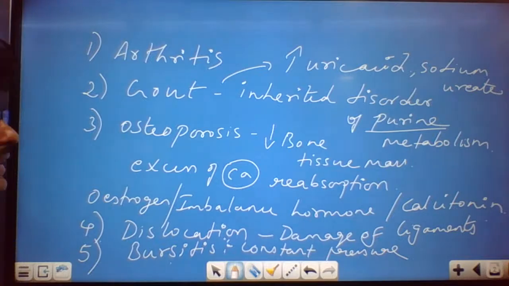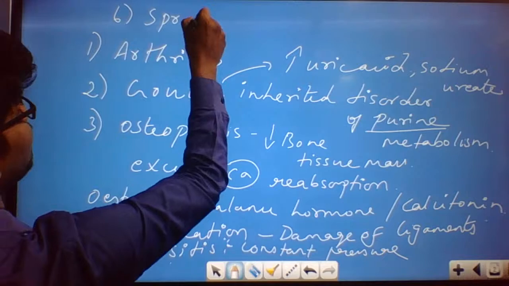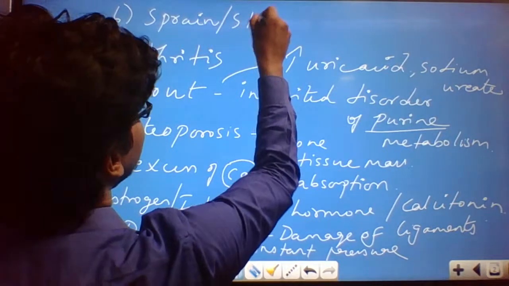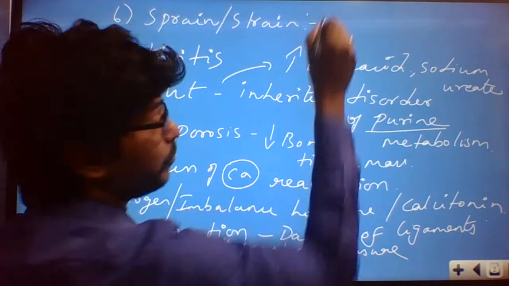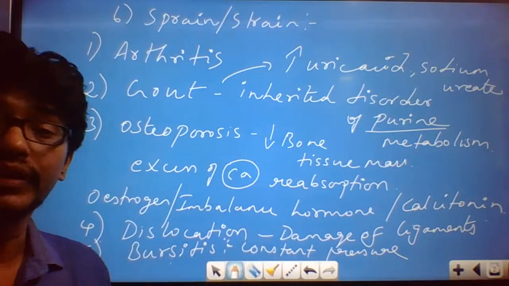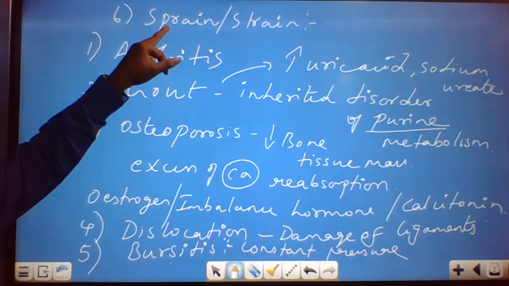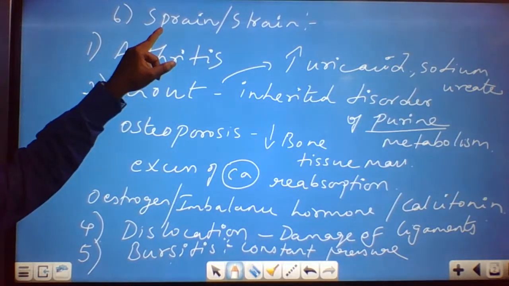Next we go to sprain and strain. The sixth one is sprain. It is something that commonly happens to everyone, sprain and strain. Sprain is what you call a muscle twist. How does sprain and strain happen? Without dislocation of the bone, this leads to the manifestation called sprain and strain.